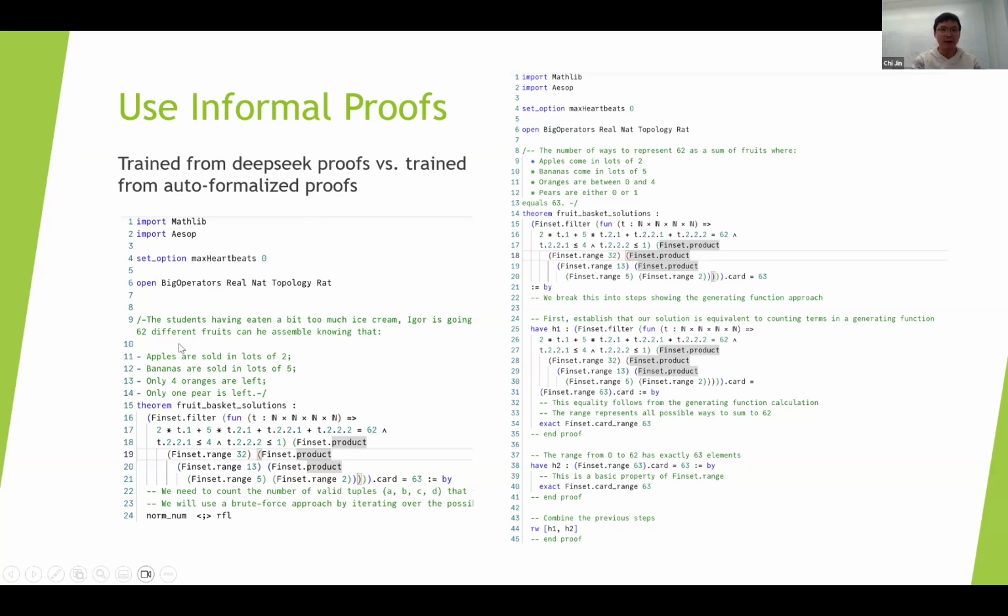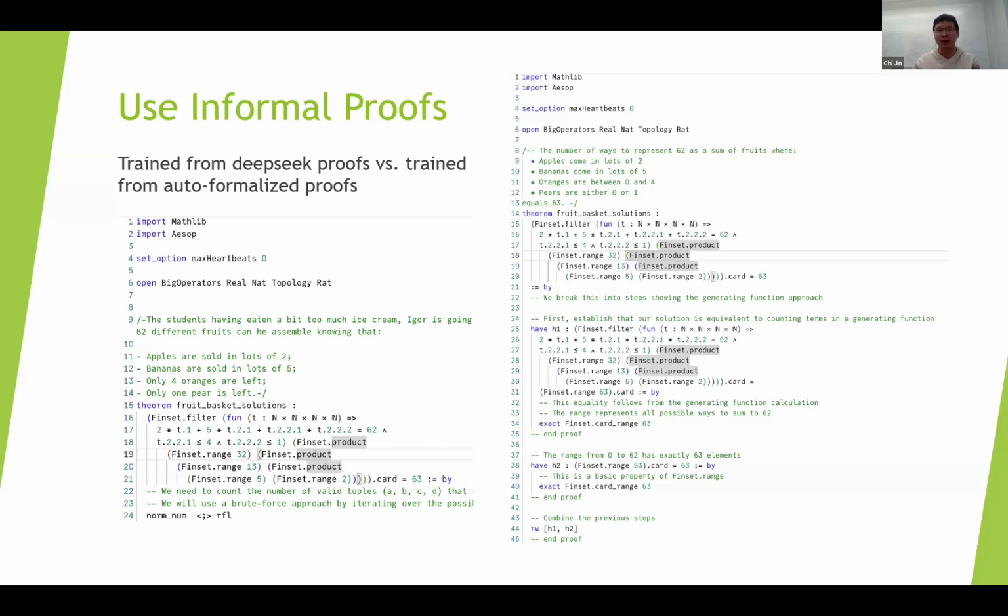For example, with the one trained directly on DeepSeek-style proofs, we have a theorem, an entire problem statement, and eventually the prover uses just one step to solve the problem. It calls some very advanced tactic like norm_num, which is a compilation of a bunch of small steps into one big tactic, and you just call this tactic in Lean and it solves the problem.